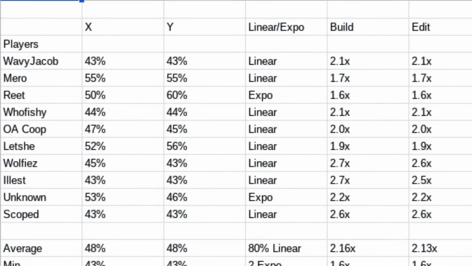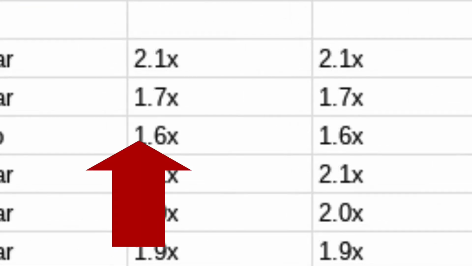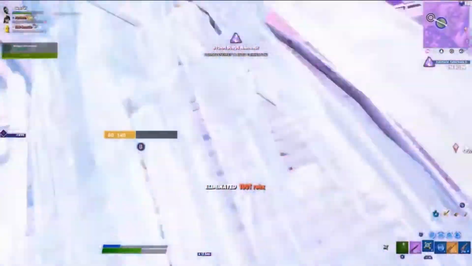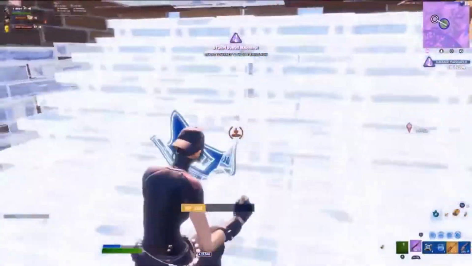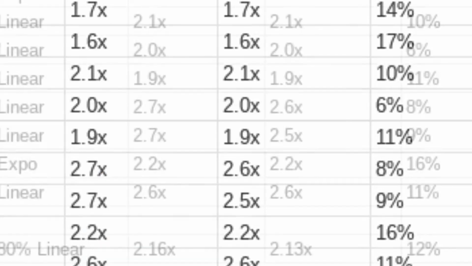So the third topic is building and editing. So the average build sensitivity was 2.16 multiplier, and Reet actually hit the lowest since he had the highest X and Y sensitivity. That's quite normal. He had 1.6 multiplier, and for the highest, Illust had the highest, since he had the lowest. He was tied with a bunch of people, but he had the lowest X and Y sensitivity. So now he has the highest build sensitivity of 2.7.